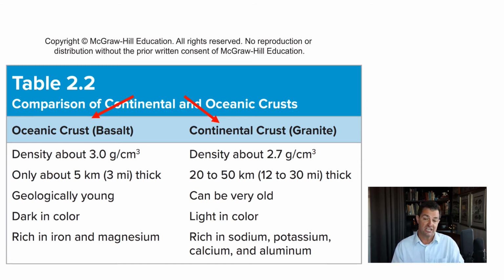It's geologically young, whereas continental crust is geologically much older. And when we're talking about geologically young and older, we're still talking millions of years, tens of millions of years. Oceanic crust is darker in color, continental crust is lighter in color, and oceanic crust tends to be more rich in iron and magnesium. Continental crust tends to be more rich in sodium, potassium, calcium, and aluminum. The density part is really going to be important as we go on.